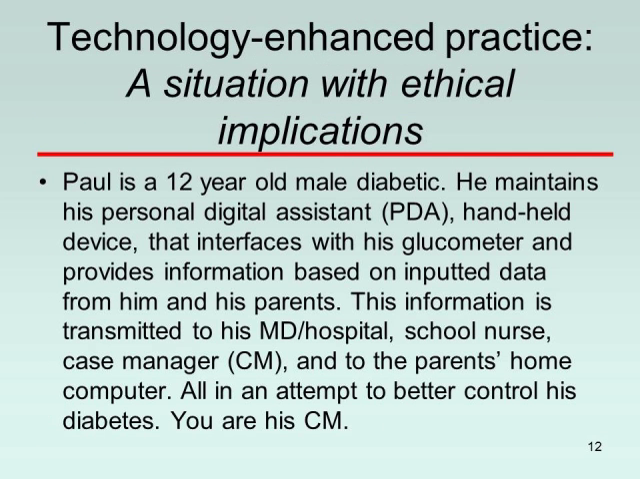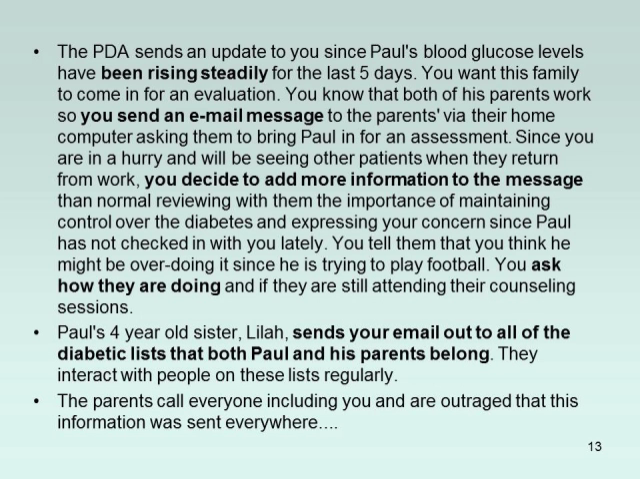Paul is a 12-year-old. He has diabetes that is fairly well managed, although his sugars are getting a little out of control right now. You, as the case manager, are brought into the situation because his PDA, where he captures his blood sugars, is now alerting you to tell you that there's a problem. That is, the blood sugars are becoming out of their stable range and something needs to be done.